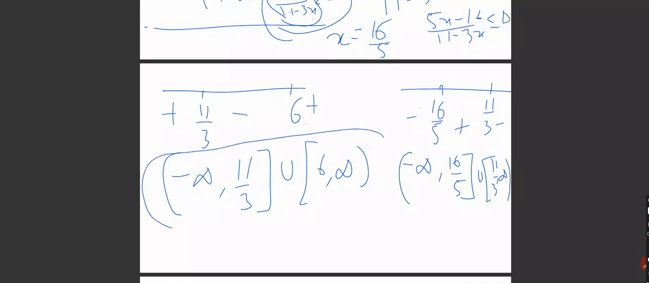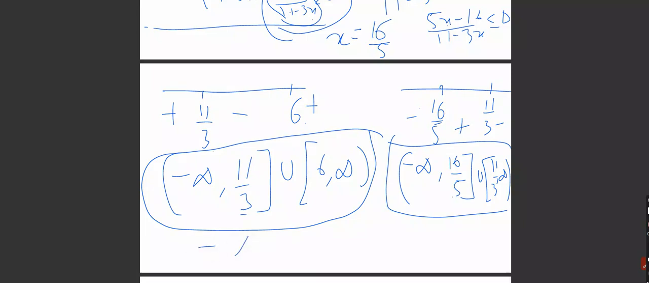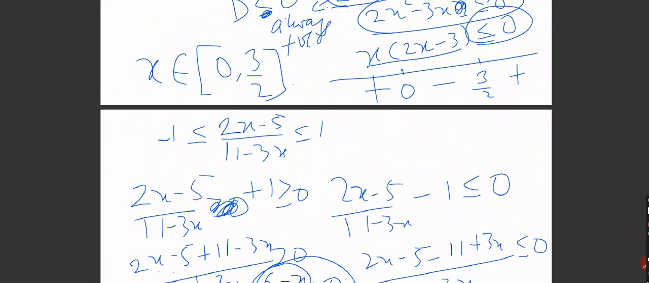Now tell me, will we take union or intersection? We'll take the intersection. So 16 by 5 is smaller than 11 by 3. So minus infinity to 16 by 5 union, 6 is greater than 11 by 3, so 6 to infinity. Right? Now, this is the solution which we got from cos inverse.